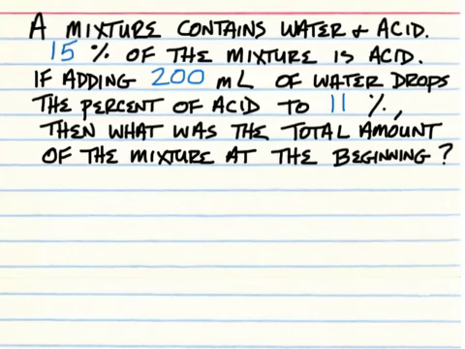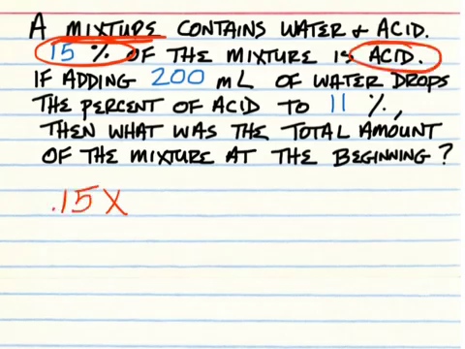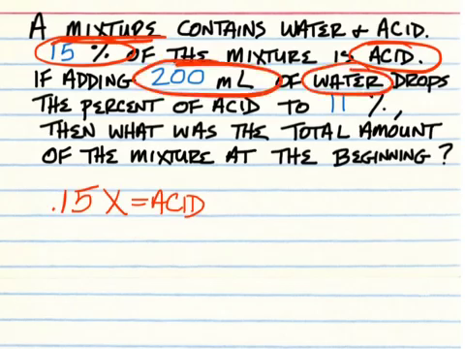Practice 3. A mixture contains water and acid. 15% of the mixture is acid. If adding 200 milliliters of water drops the percent of acid to 11%, then what was the total amount of the mixture at the beginning? For our solution, we must let x equal the total mixture at the beginning and multiply it by 15% to find out how much acid we have. And then if we add 200 milliliters of water to the original total, that is x plus 200. That is our new total.